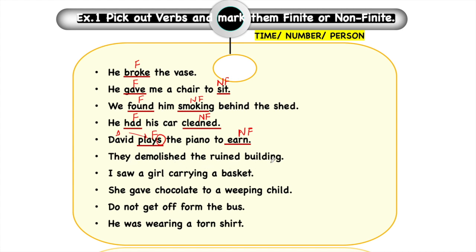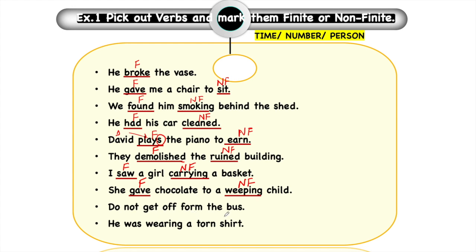They demolished the ruined building. Two verbs, demolished is finite, because it can be changed into demolish if you convert into present tense, but ruined will be unaffected. I saw a girl carrying a basket. Saw and carrying, two verbs. I see a girl carrying a basket. It means saw is getting affected. Finite, non-finite. She gave chocolate to a weeping child. Gave can become gives, but weeping will remain weeping in all cases.